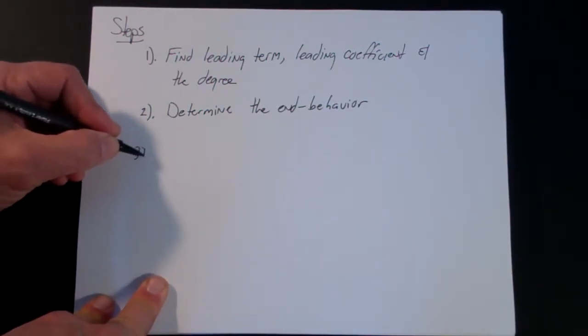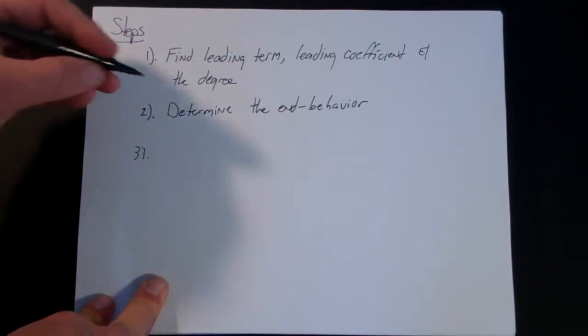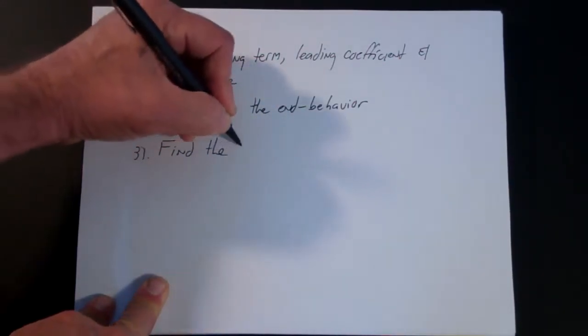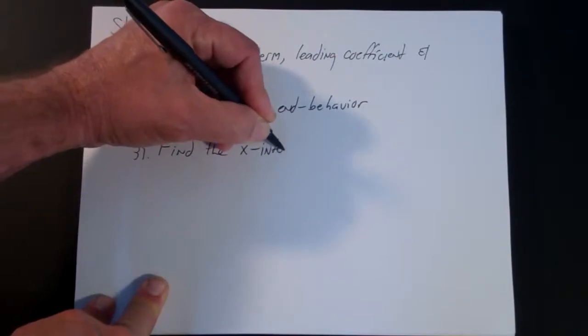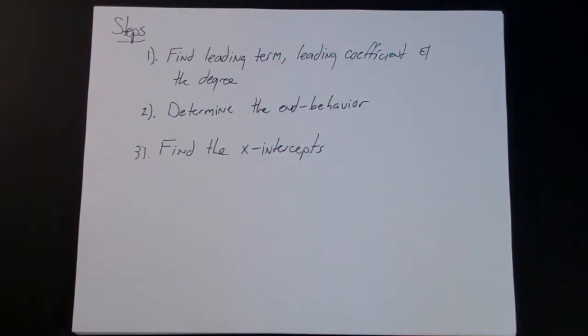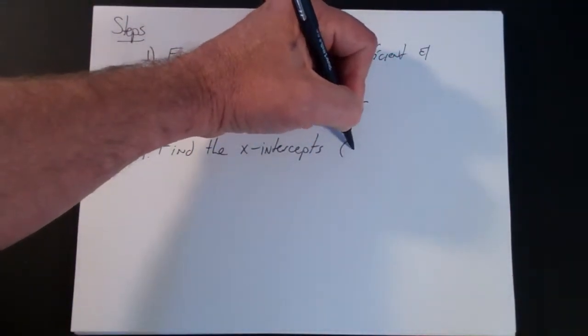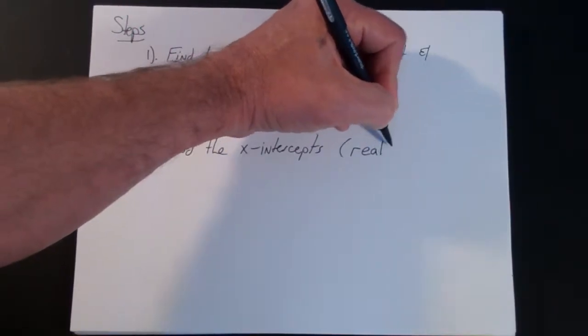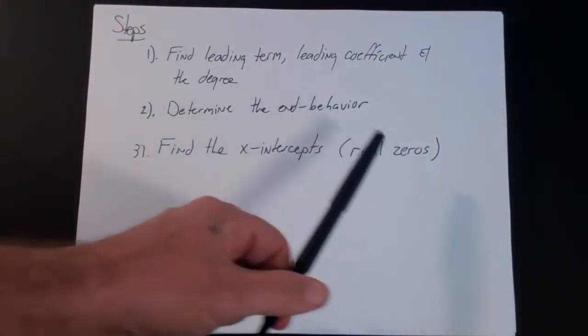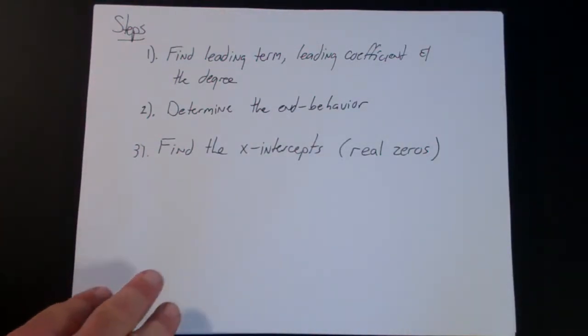The third step is you're going to find the x-intercepts. Oftentimes, when you're talking about polynomial functions, when we talk about the x-intercepts, we use the term real zeros. Turns out real zeros and x-intercepts are exactly equivalent.